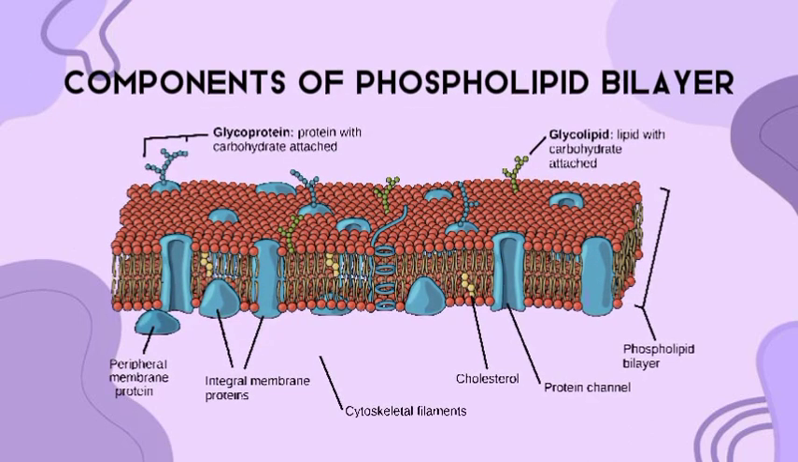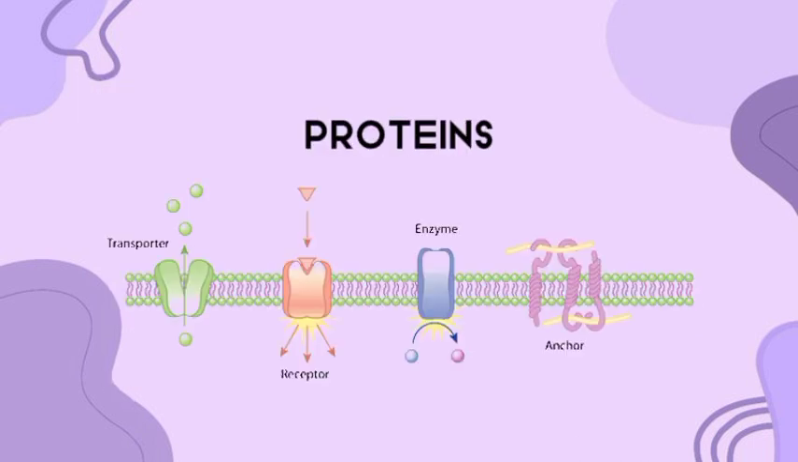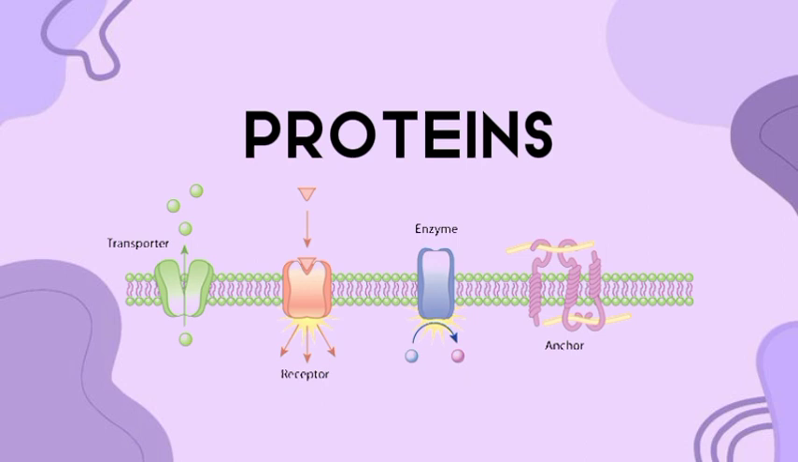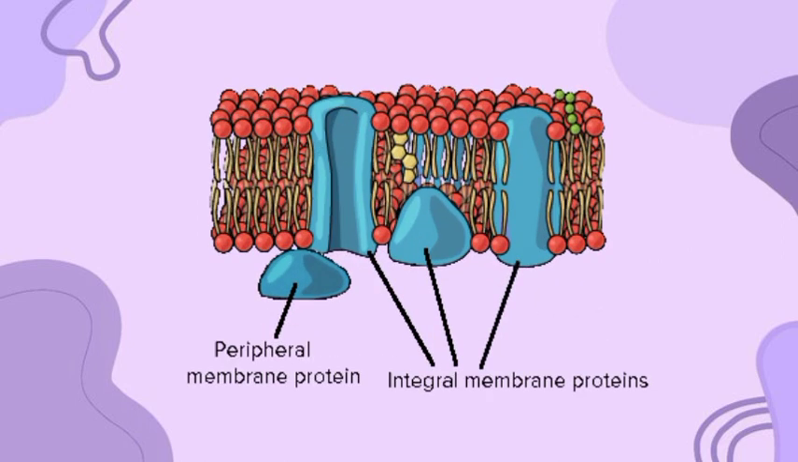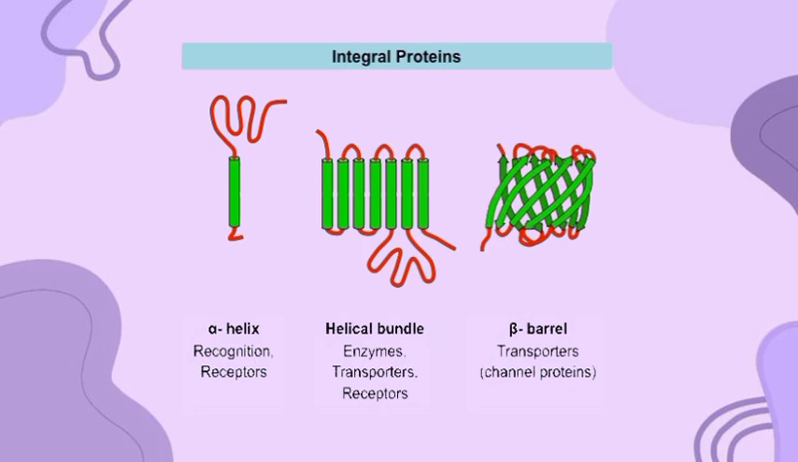Now that we have discussed the basic fabric of the plasma membrane, let us go to the components of a phospholipid bilayer. Proteins are the second major component of plasma membranes. There are two main categories of membrane proteins, integral and peripheral. Integral membrane proteins are permanently embedded within the plasma membrane. They have a range of important functions. Such functions include channeling or transporting molecules across the membrane. Other integral proteins act as cell receptors.